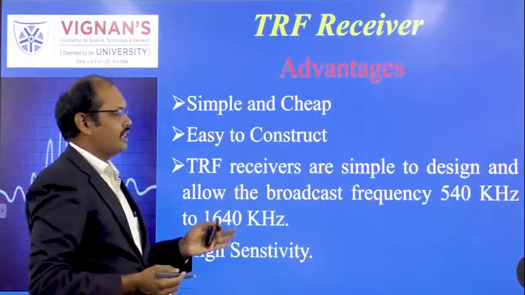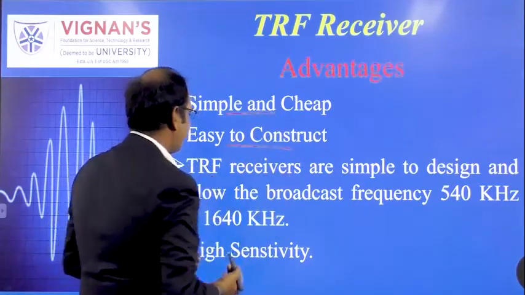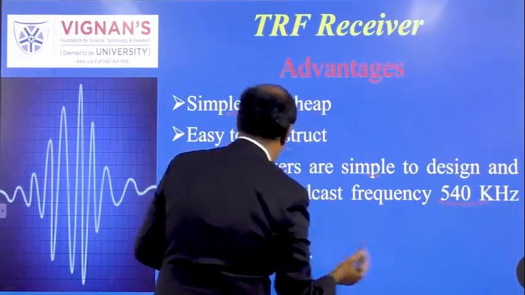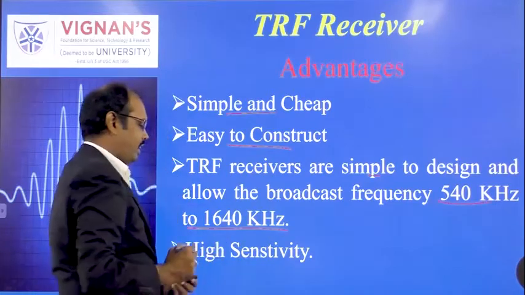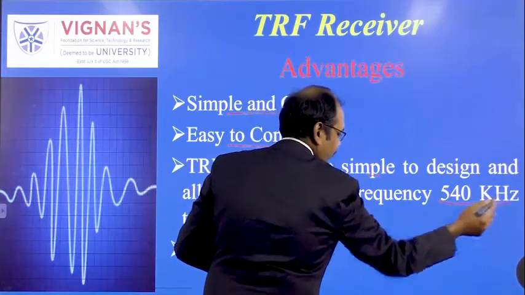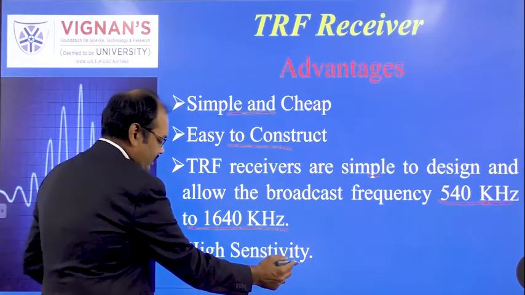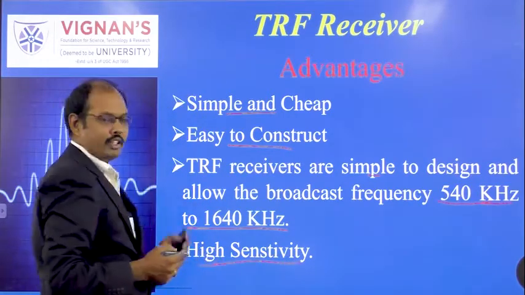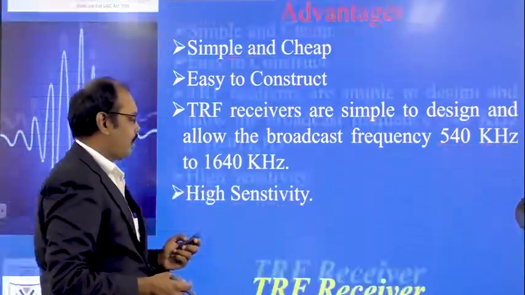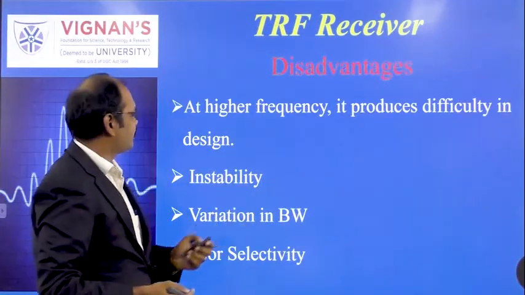So these are the advantages of the TRF receiver. It is simple and cheap, easy to construct. It is simple to design and allows the broadcast frequency range of 540 kilohertz to 1640 kilohertz. The frequency range of a TRF receiver is 540 kilohertz to 1640 kilohertz. High sensitivity is there. We already discussed what sensitivity, selectivity and fidelity are. So these are some advantages, and there are a few disadvantages.